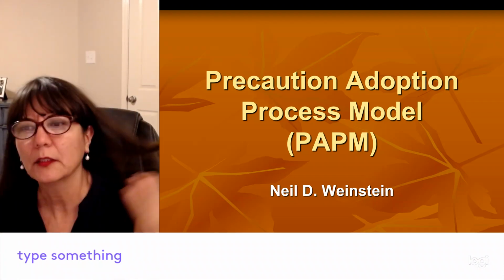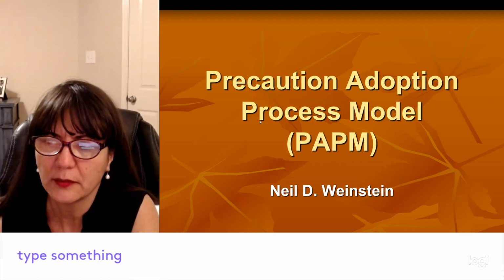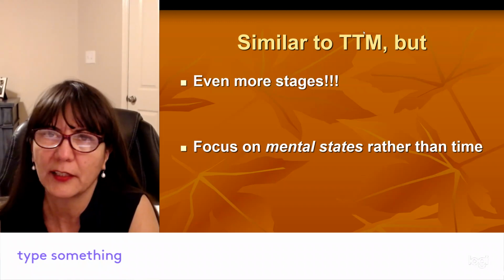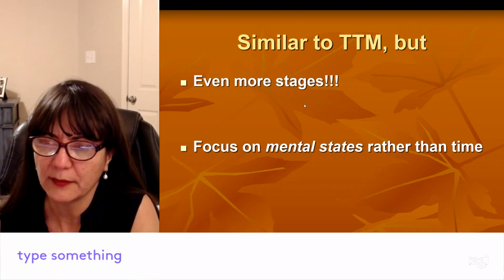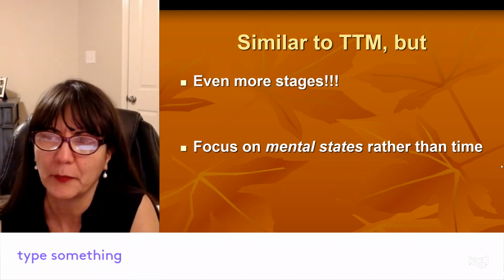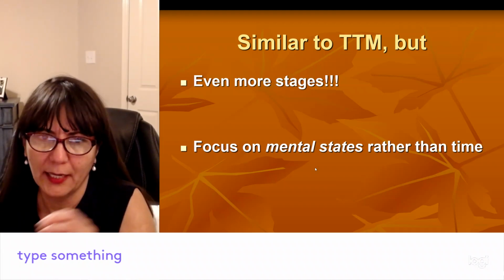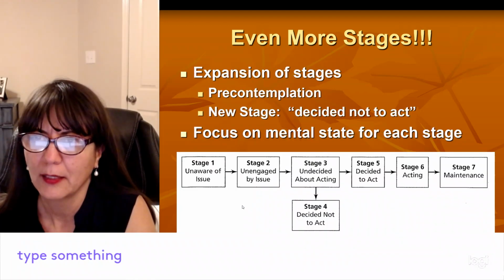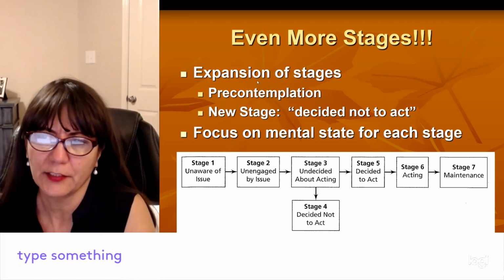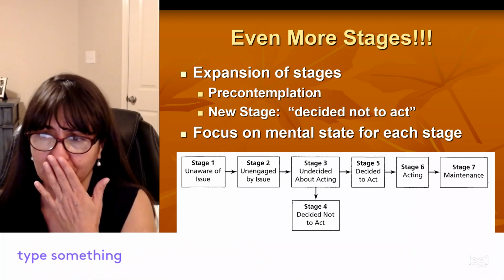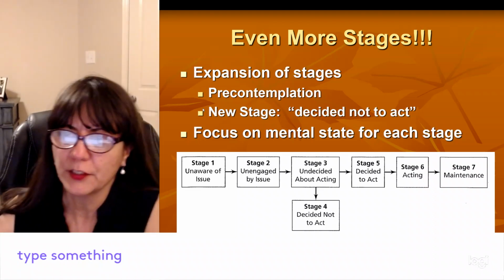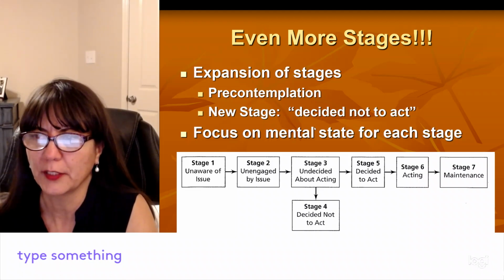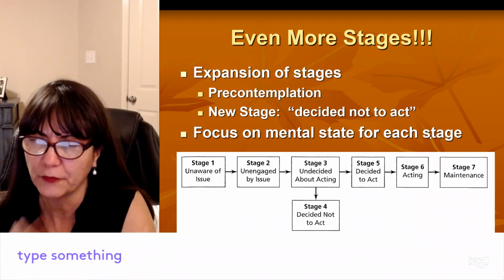Okay, so the book also talked about the precaution adoption process model. I'm not going to spend a lot of time on this. Just know that there are more stages than in the transtheoretical model, and they focus a lot on mental states rather than time. So instead of over time they're moving here, it's what's going on in the person's mind. And so it expands on the stages. In addition to pre-contemplation, it includes the new stage of deciding not to act. And again, there's a large focus on the mental state for each stage.